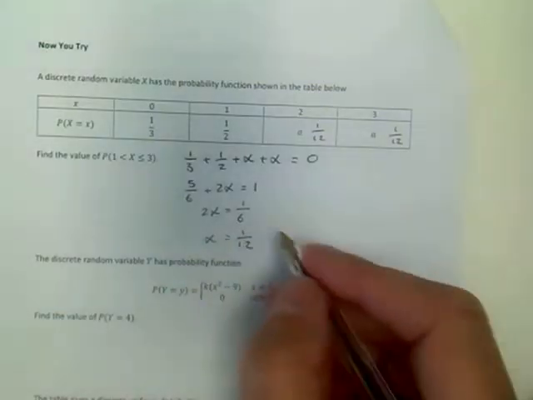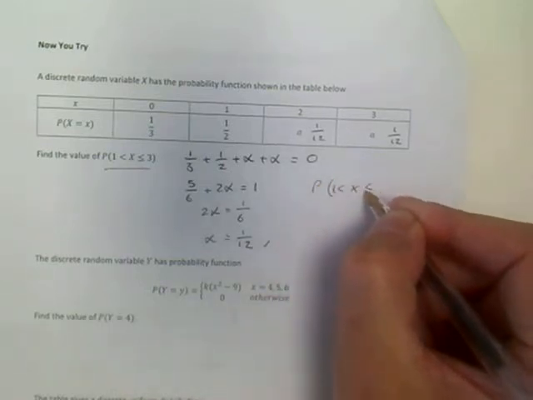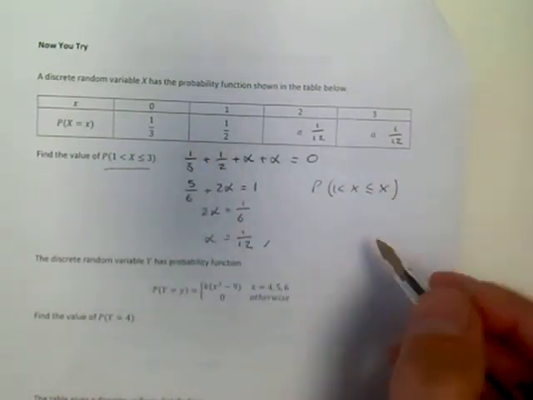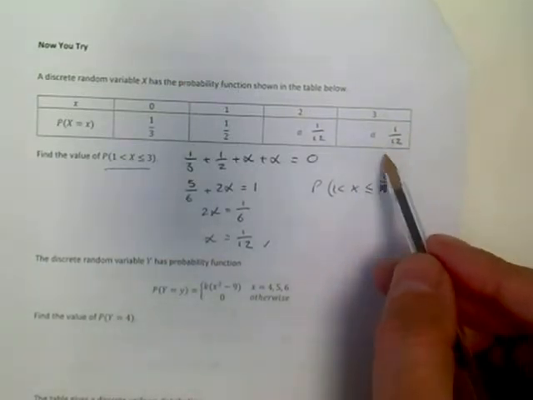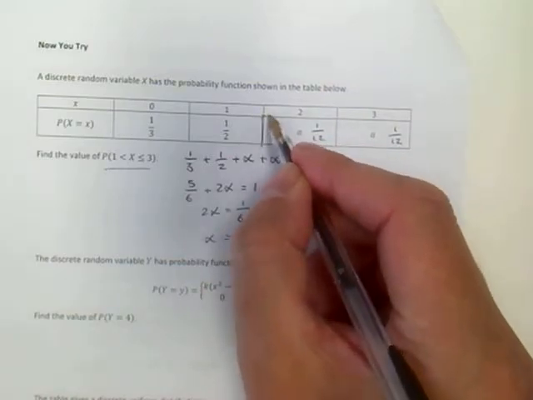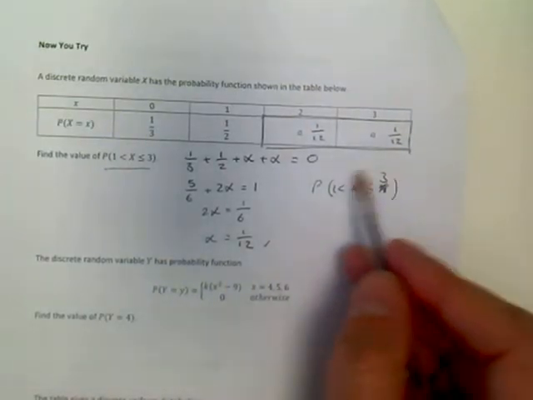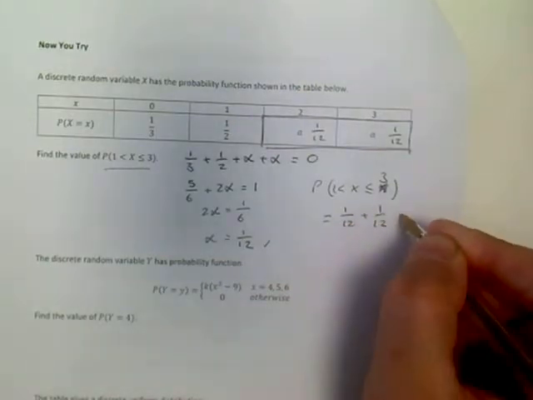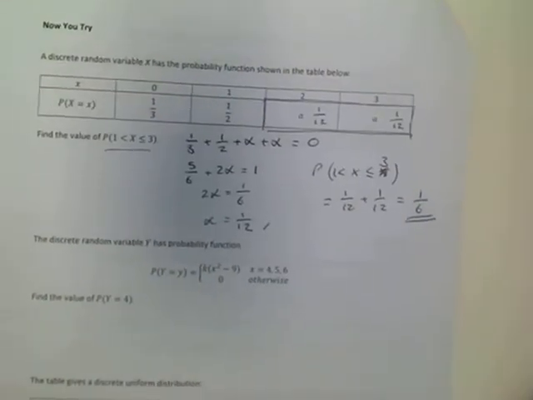Then I want to work out the probability of x being greater than 1 and less than or equal to 3. So actually it's those two there, because it must be greater than 1. So 2 and 3 are the ones that I'd be interested in there. So that equals 1/12 plus 1/12, which equals 1/6.